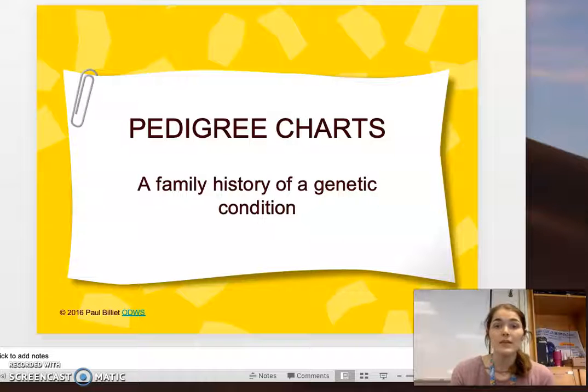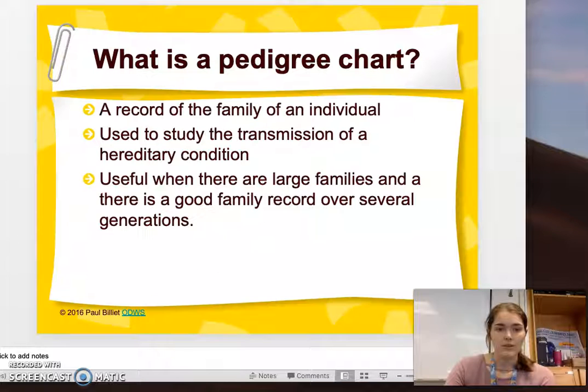Okay, hi guys. For today, we're going to talk about pedigree. A pedigree, you've probably heard about with dogs, but anything that has a lineage, so all living things, have a pedigree. It's a family history of genetic conditions. So, let's talk about it.